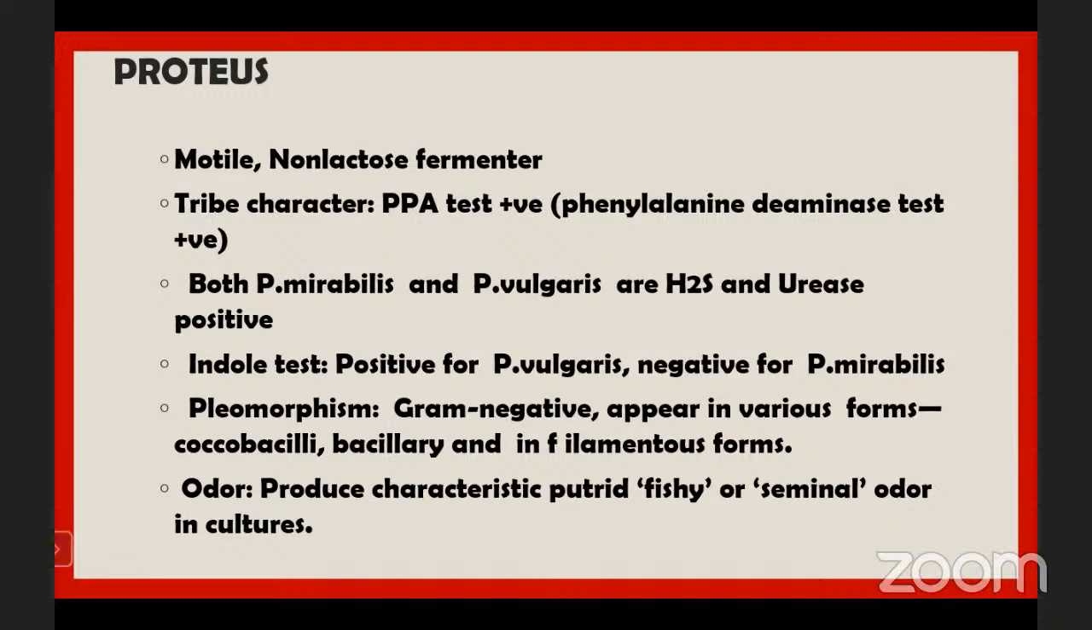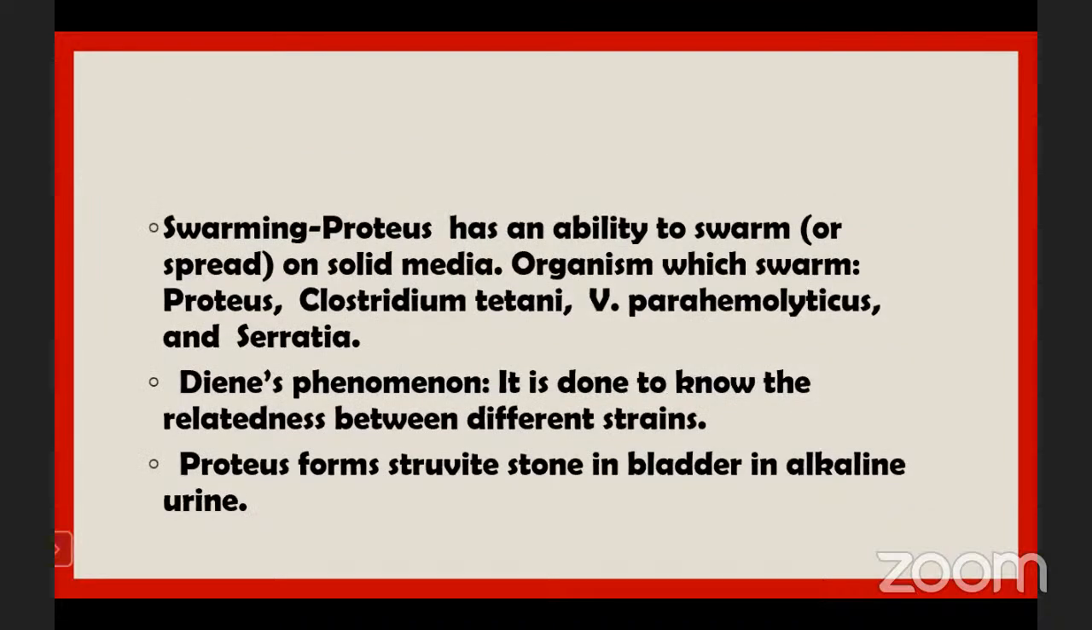Pleomorphism: gram-negative, appears in various forms, coccobacilli and filamentous forms. Proteus will produce odors, putrid, fishy, or seminal odor in cultures. Swarming: Proteus has the ability to swarm or spread on solid media. Certain other organisms also have the ability to swarm, such as Clostridium tetani, Vibrio parahaemolyticus, and Serratia.